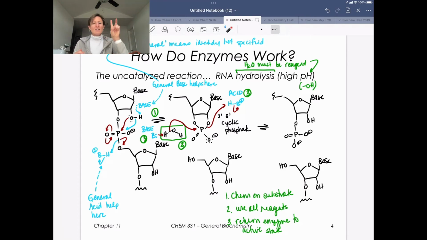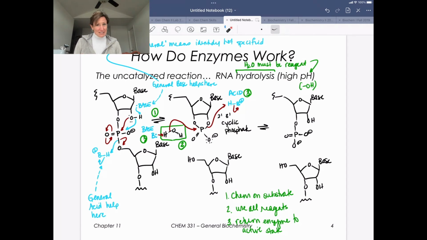Chemistry on the substrate, use all your reagents, which generally means water, and then return the enzyme active site to its active state, which means we have to make sure that everybody's in the right protonation state, nobody's still connected to anybody that they're not supposed to be, and that's going to be the 3 steps that we're always going to see.